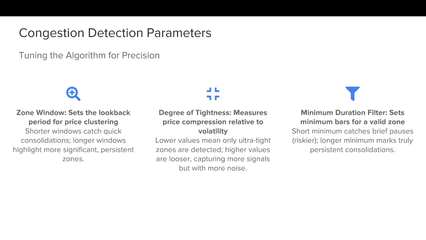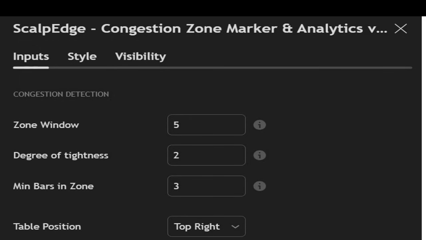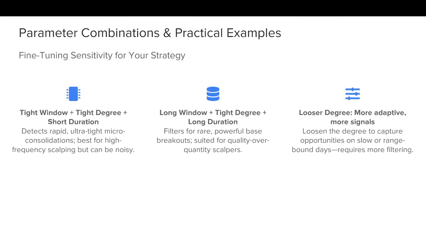Minimum duration filter, that is how many bars this particular congestion should persist to be called a congestion. It could be 2 bars, could be 10 bars. So if I say it is congested for 2 bars, it doesn't actually make any sense. But if I say it is congested for the last 5 bars, it does make sense. So this is what you will see on the indicator. Zone window, that is congestion, degree of tightness, minimum bars in that zone, how much it has stayed.